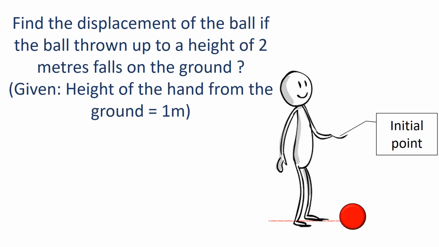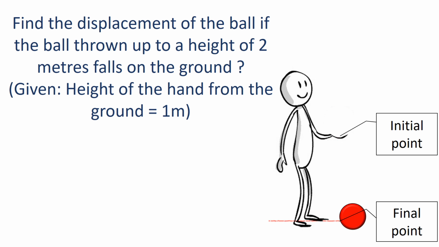What is the total displacement? How do you calculate? From his hand, from the initial point, it goes up to a height of 2 meters and comes back 2 meters plus 1 meter down. So, the final point is the ground. So, from the initial to the final is what you have to see for the displacement. You don't have to see the path. You just see the change in position from the initial point to the final point.